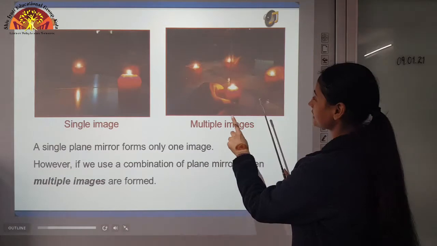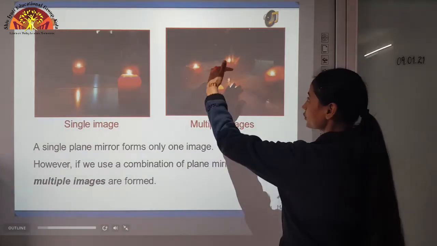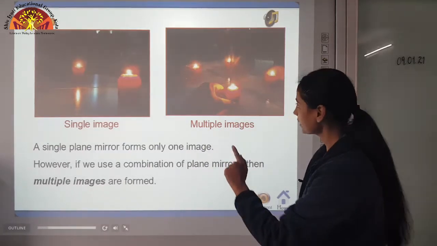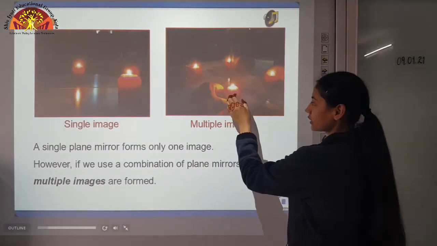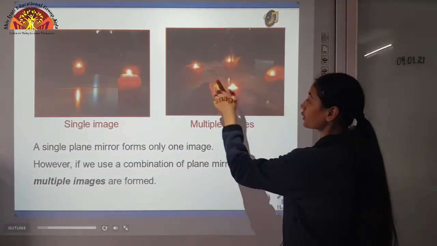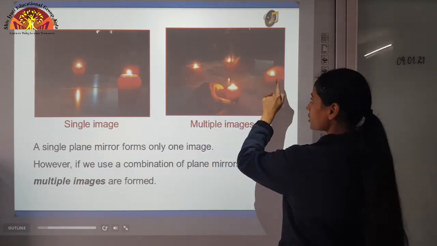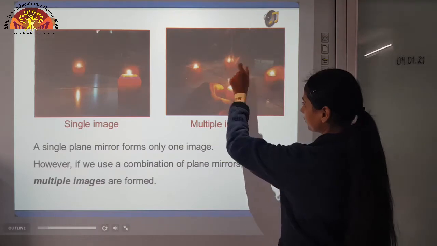This is the example. Here you can see two mirrors placed perpendicular to each other, that means at 90 degrees, and this is the object. We have taken a candle as an object, and you can see three images. One is here, the second image, and this is the third image, I3. Understood?